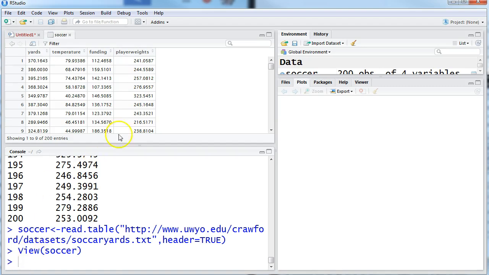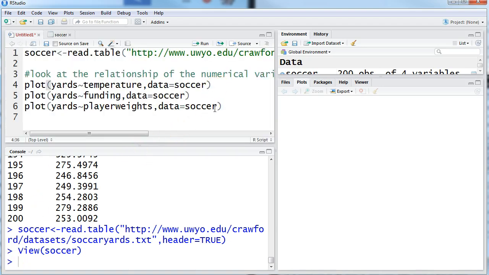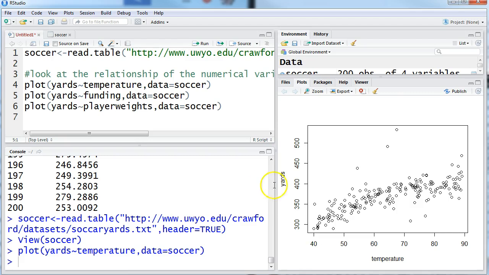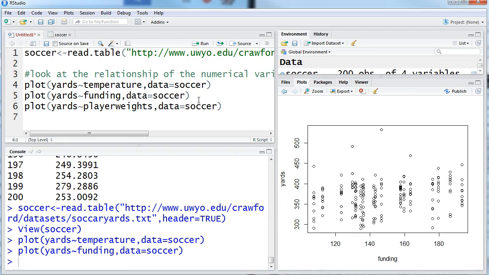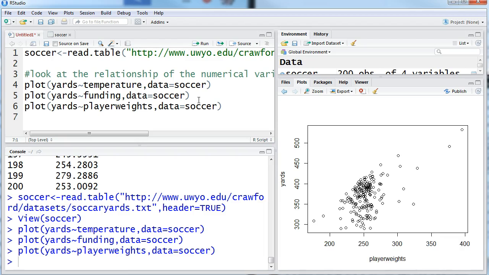And to keep it simple for this example, we've got no categorical variables, but we do have 3 different numerical variables. So let's just look at the relationship of these variables. It looks like as temperature goes up, the player in general can carry the ball further, which might make sense, right? Warmer temperature, you feel more like getting outside. Funding, boy, that one's a little tough. I don't see much going on there.